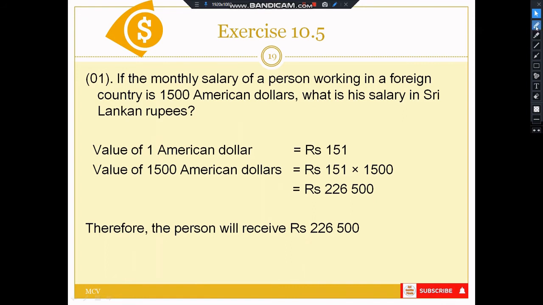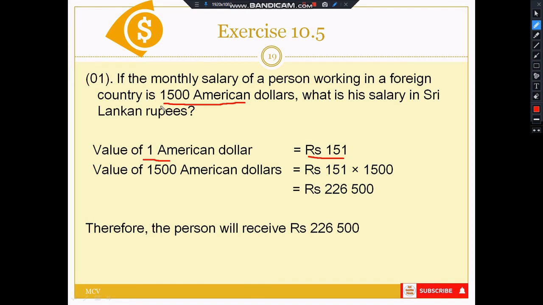Let's see this problem in the exercise. If the monthly salary of a person working in a foreign country is 1,500 American dollars, what is his salary in Sri Lankan rupees? 1,500 American dollars. Now you have to refer to the table in the textbook. According to the table, $1 is equal to 151 rupees.